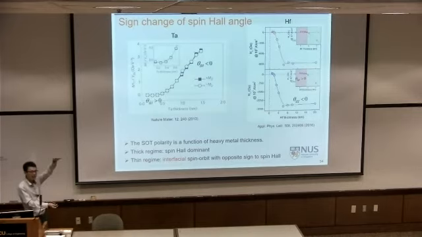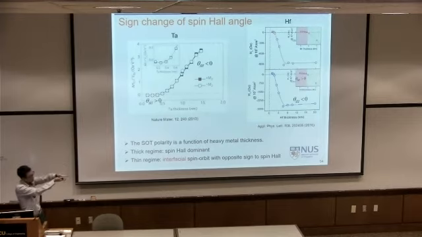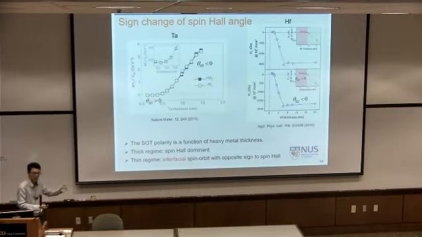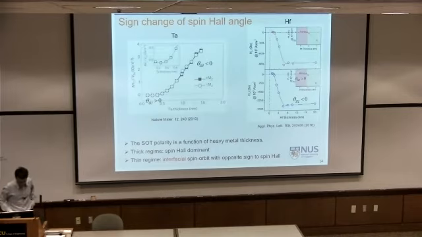If you make a very thick film, the behavior is dominated by spin Hall. It's a bulk effect dominated. But as you make your film thinner and thinner, basically your interfacial effect overcomes the bulk effect, and somehow the interfacial effect has an opposite sign to your spin Hall. Then probably you can change sign in this way. So that is our naive experimental point of view.